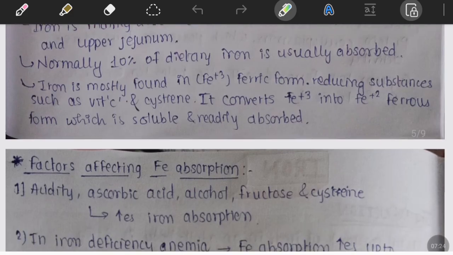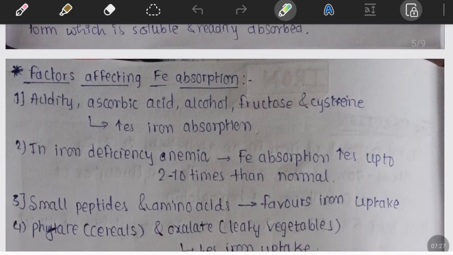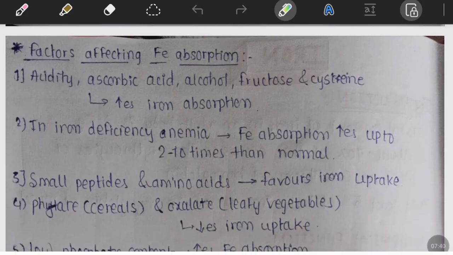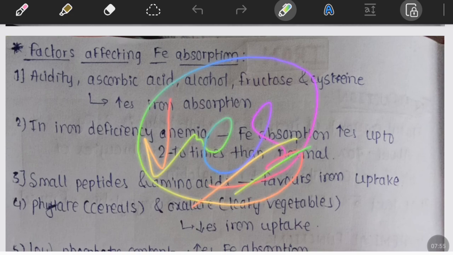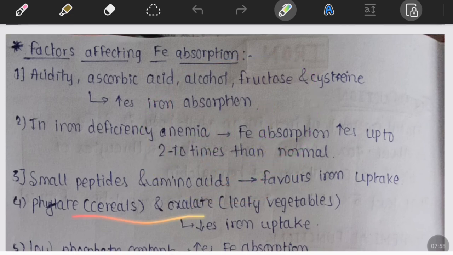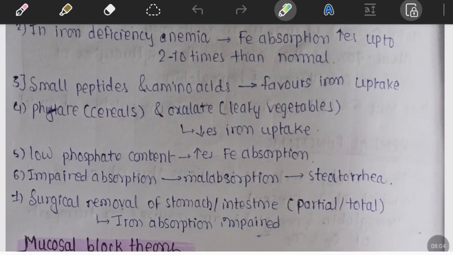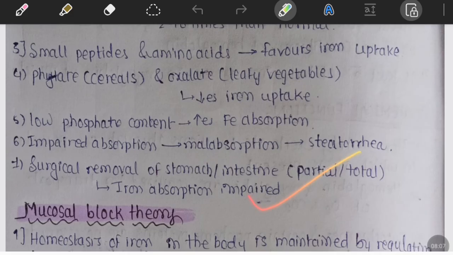Factors affecting iron absorption that we will discuss. Those which increase iron absorption: vitamin C, acidity of the stomach, alcohol, fructose, and cysteine. Small peptides and amino acids, and iron deficiency itself, increase iron absorption by 2 to 10 times. A low phosphate diet also increases it. Those which decrease iron absorption: phytates in cereals, oxalates in leafy vegetables, intestinal malabsorption, and surgical removal of the stomach or the upper intestine.